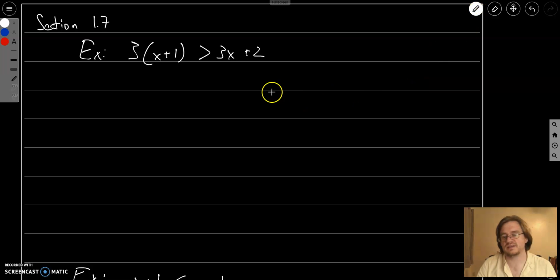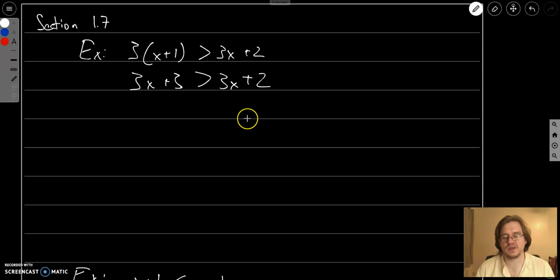Hello and welcome back. So we'll continue looking at solving linear inequalities, looking at a few special cases that can turn up. So here we have an inequality. 3 times x plus 1 is greater than 3x plus 2. So if I distribute the 3, I'll have 3x plus 3 is greater than 3x plus 2.